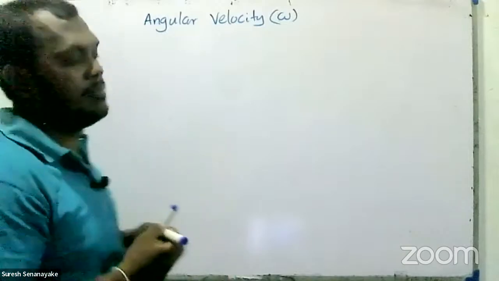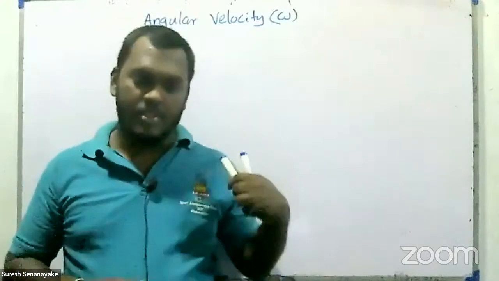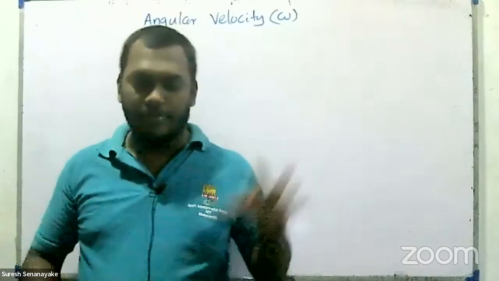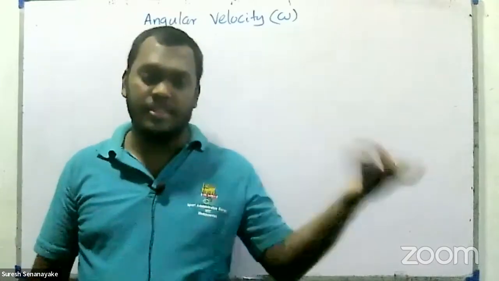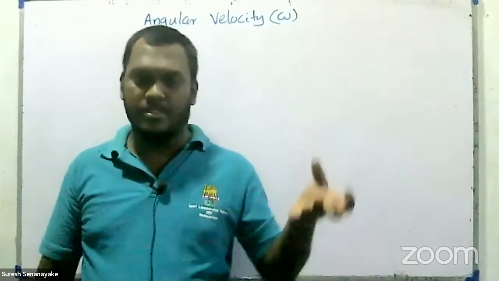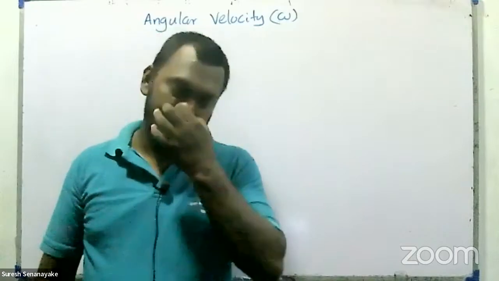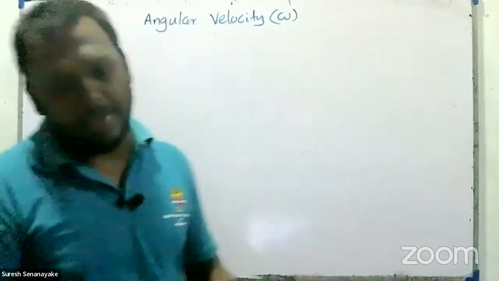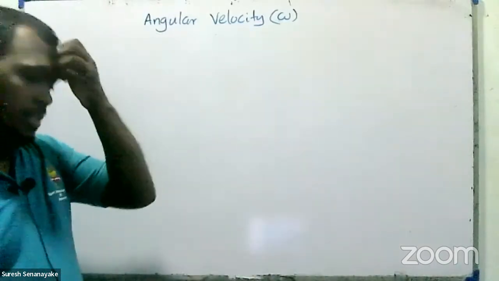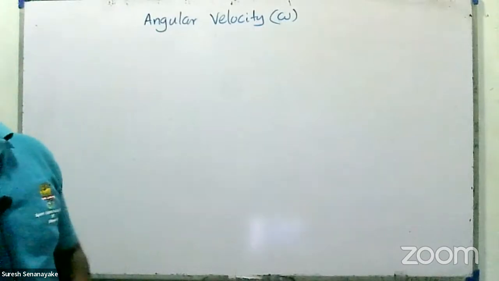Even though angular displacement is a scalar quantity here, angular velocity is a vector quantity. This is actually an axial vector. These kinds of vectors act along the axis of rotation. Their direction is along the axis, into the axis or out of the axis. It's not like other vectors, but it's a vector, you need to keep in mind. The angular velocity is a vector quantity.